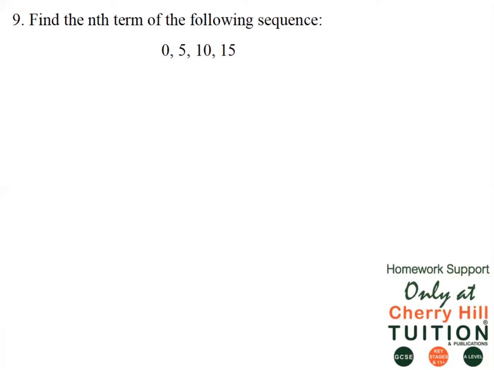Question 9, find the nth term of the following sequence. So we follow the exact same steps as we did for the previous question. So 0 to 5, the difference is plus 5. 5 to 10, the difference is plus 5. 10 to 15, the difference is also plus 5. This means that our sequence relates to the 5 times tables, which is 5n.